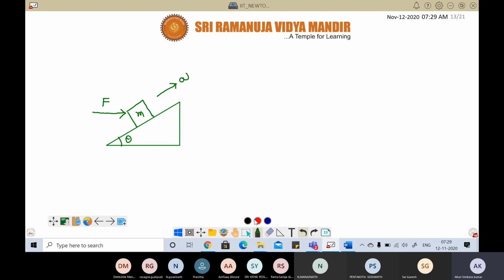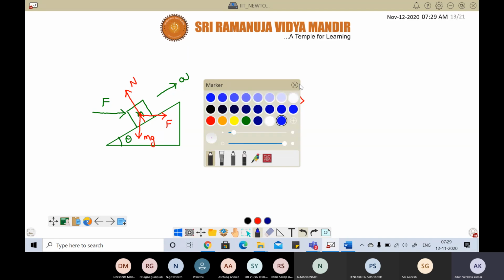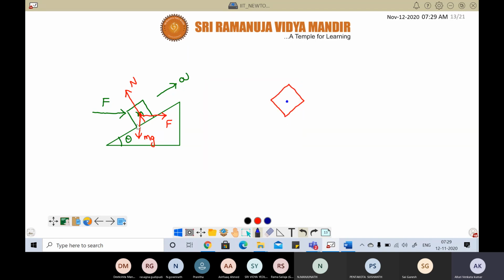So now let us draw the free body diagram of the block. How many forces will act on this block? First force is mg, which is the gravitational force vertically downwards. Next force is the normal reaction, which is perpendicular to the contact surface. Next force is this external force, which we can draw here like this also, since we can move the vector parallel to anywhere. So there are three forces: mg, this horizontal force, and the normal reaction.